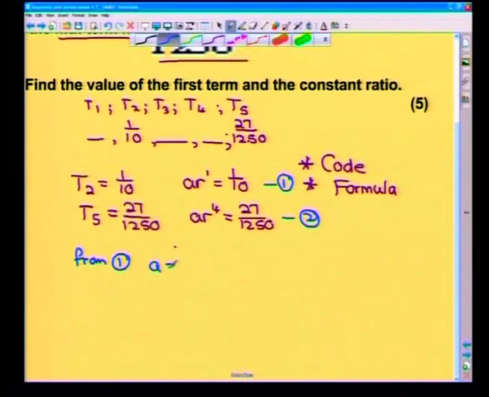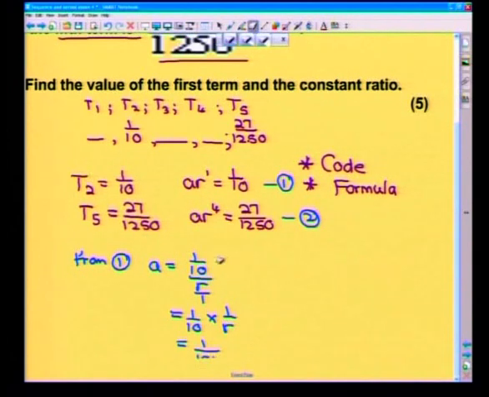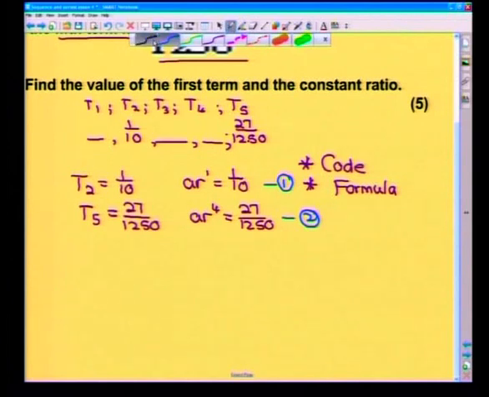Now, the problem with this is that because it's fractions, it's very intimidating. Obviously, if it wasn't fractions, you wouldn't be having any problems with this at all. So you can go the normal route of simultaneous equations where you find a subject. So from equation 1, we could say A is equal to 1/10 divided by R. And of course, that would mean 1/10 times 1 over R, which would be 1 over 10R. But you can see that can get pretty ugly, especially if it was more complicated than this, which is possible.